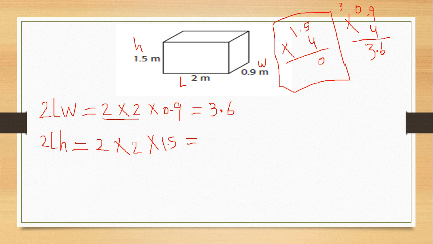We will write 0, carry up 2. 4 times 1 equals 4. 4 plus 2 equals 6. And don't forget, we have a decimal point here after 1 digit. So in the result, we will put the decimal point after 1 digit. The result here is 6.0.